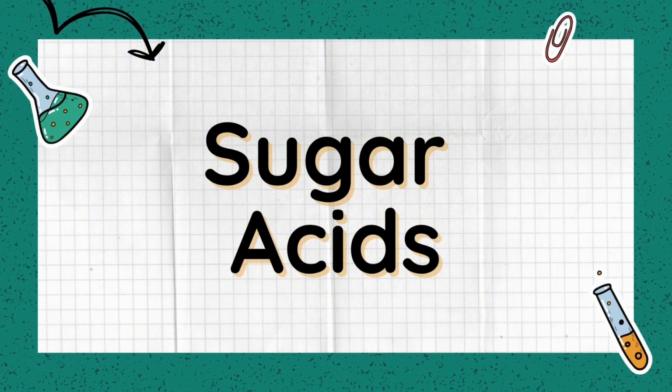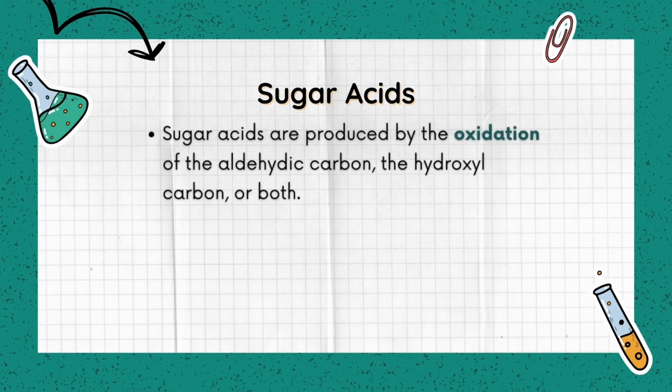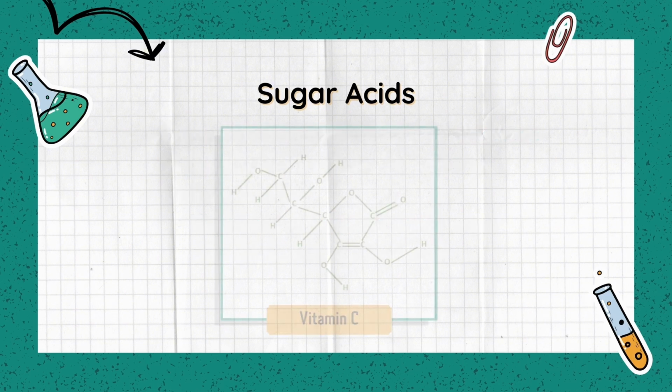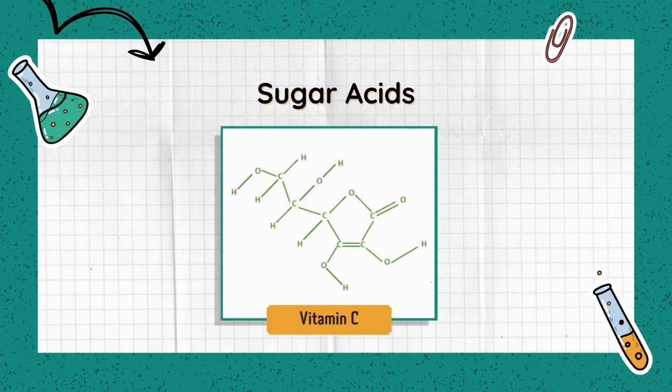Now onto our third carbohydrate derivative. We have sugar acids. Sugar acids are produced by the oxidation of specific carbons in a sugar molecule. Specifically, this can occur at the aldehydic carbon, the hydroxyl carbon, or both. A notable example of a sugar acid is vitamin C, also known as ascorbic acid, which is synthesized from glucose.